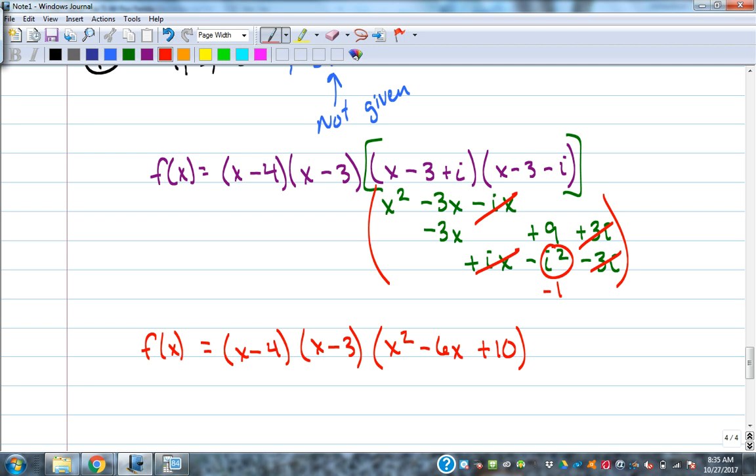It's a positive 9 and it's minus -1. i squared changes to -1, so it's a minus a negative. Double negative makes positive. Right. Correct.